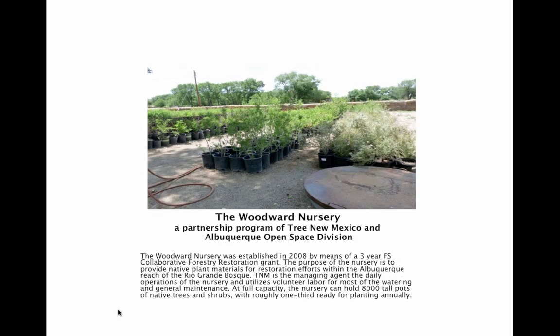The only other one is a very small nursery at a tribal community just north of us at Santa Ana. And we do still work with both Los Lunas and Santa Ana, but now that we have this nursery, we have our own stash of plant material to boot. The entire nursery can hold about 8,000 pieces of tall plants and native trees and shrubs, with about one-third of those being ready for planting annually. Right now, this photo shows a lot of stuff in 5-gallon material, and there are areas where we're able to use that as well.